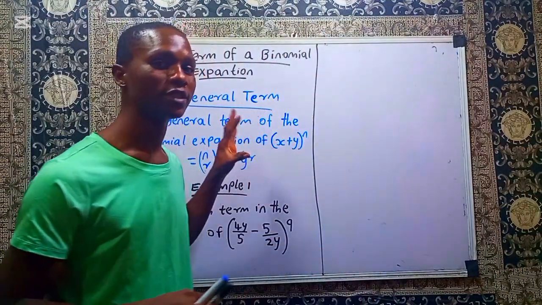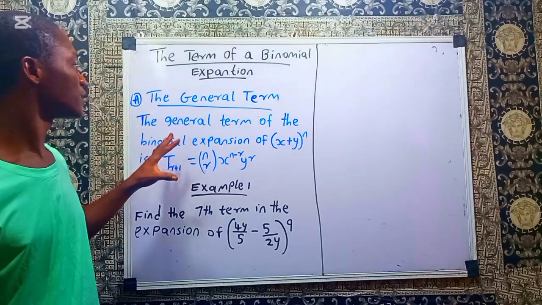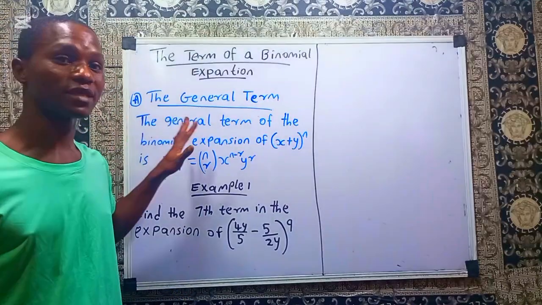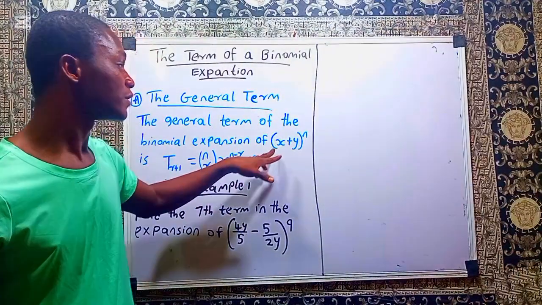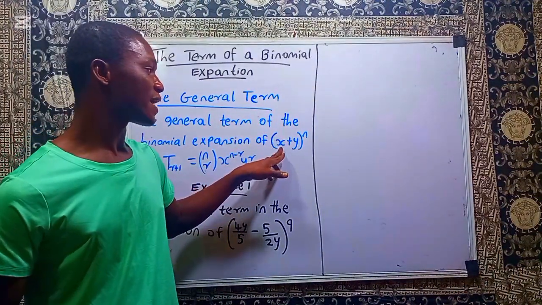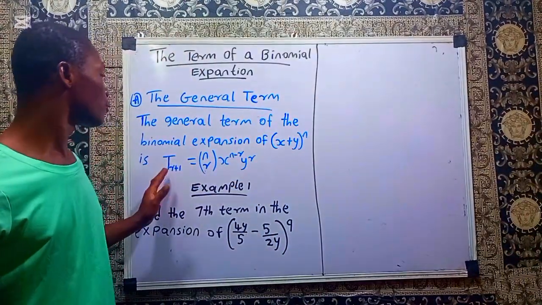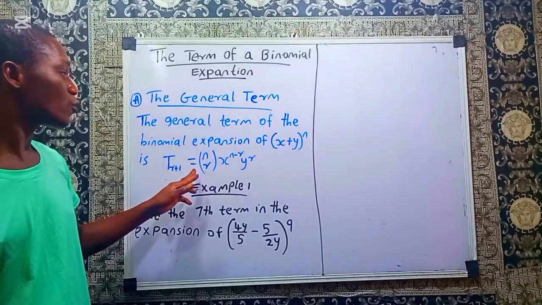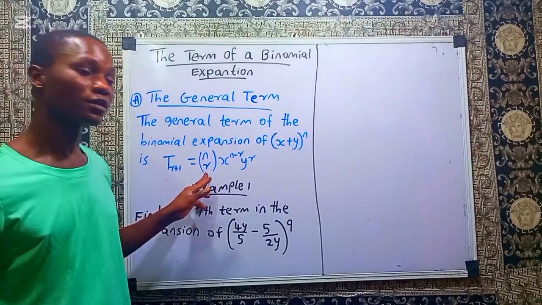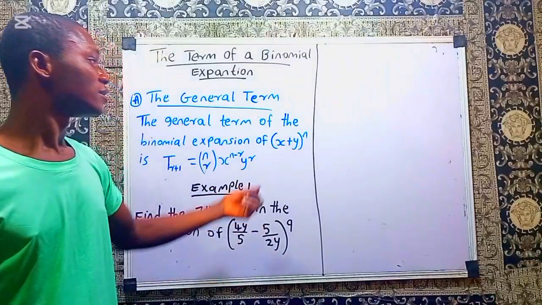We'll use the general formula. The general formula says that for a given binomial expansion of the form open bracket x plus y raised to power n, the general term will be given by T sub r plus 1 equal to n combination r, x raised to power n minus r, y raised to power r.